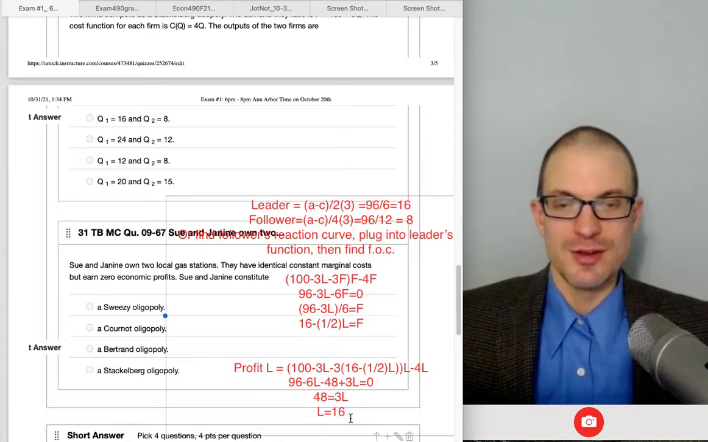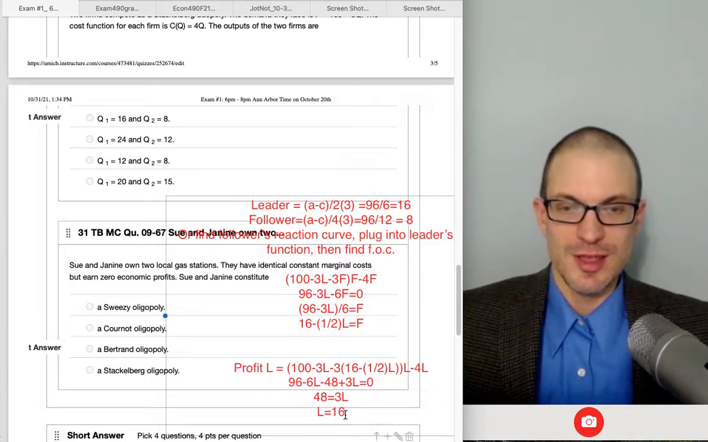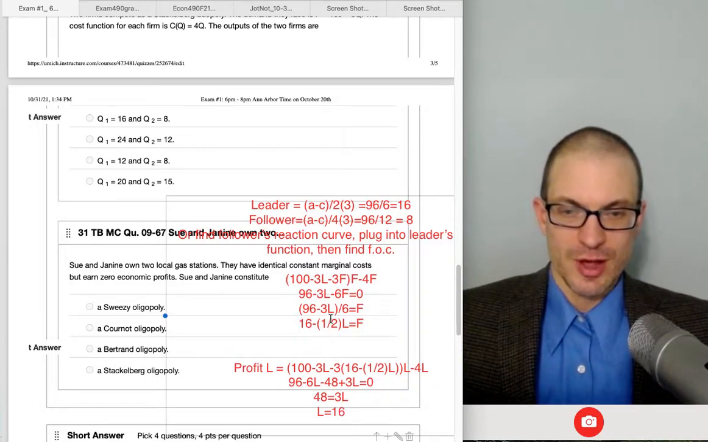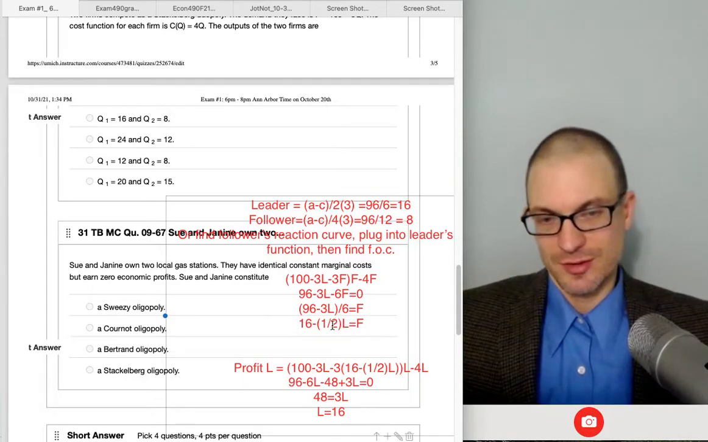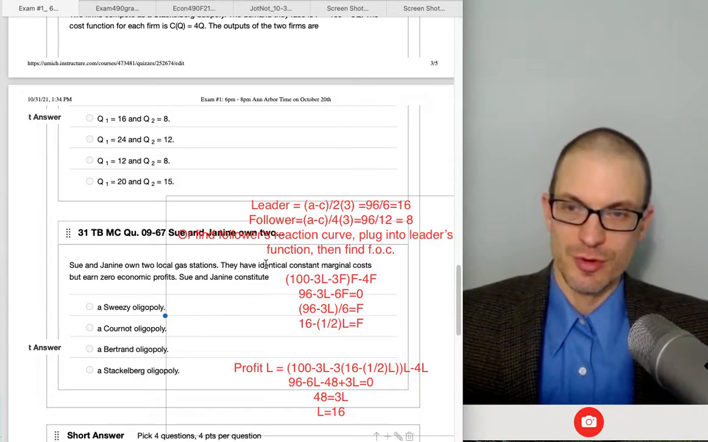But then solving, you find the leader's output is going to be 16. If the leader's output is 16, the follower's output is going to be 1/2 times 16, which is 8. 16 minus 8 is 8. So that's this one right there.